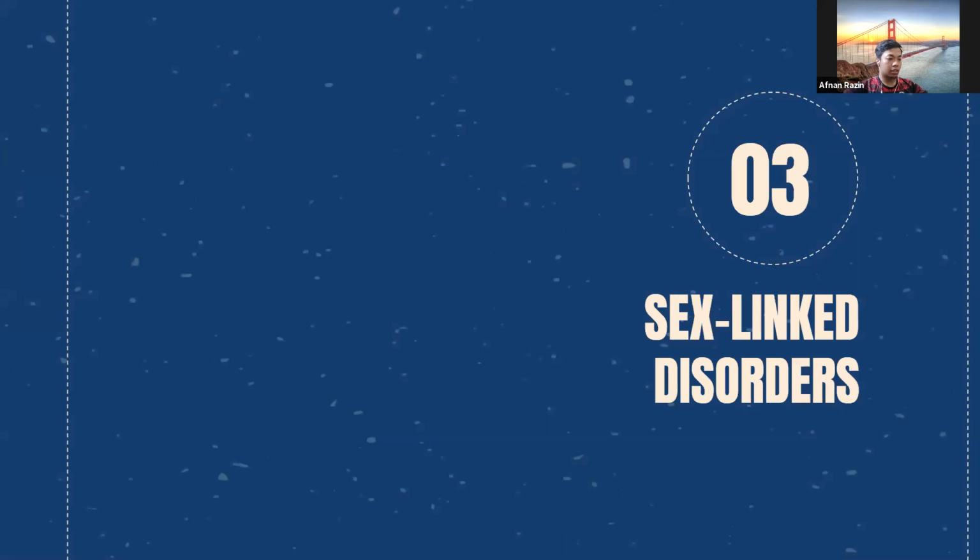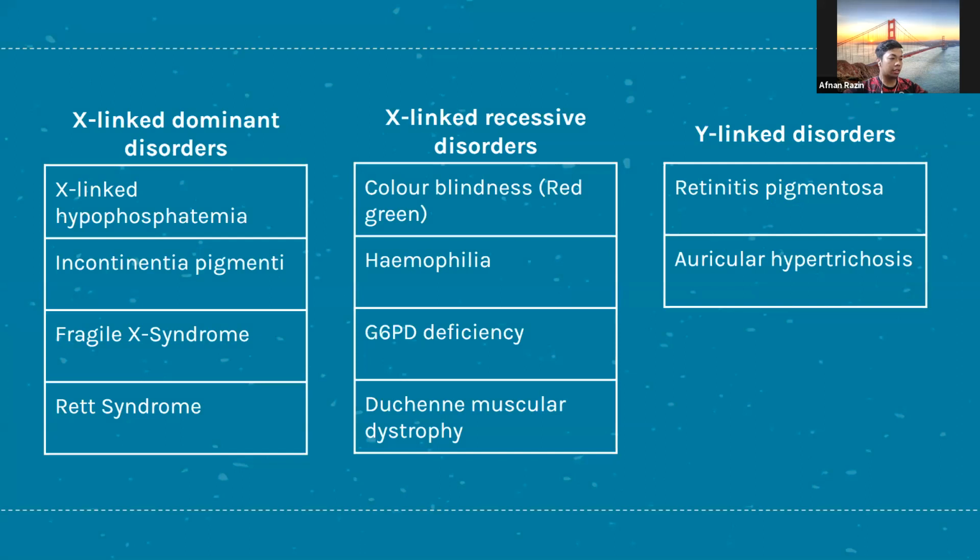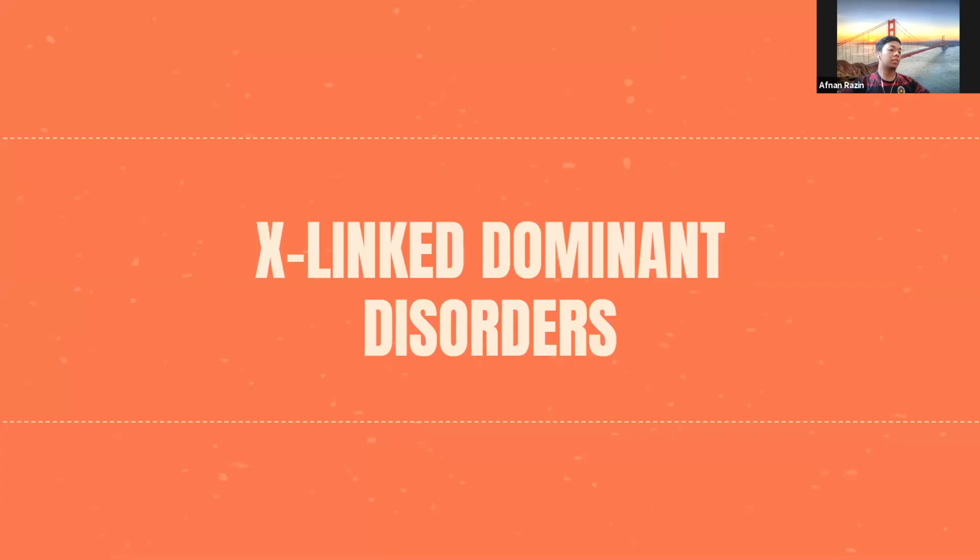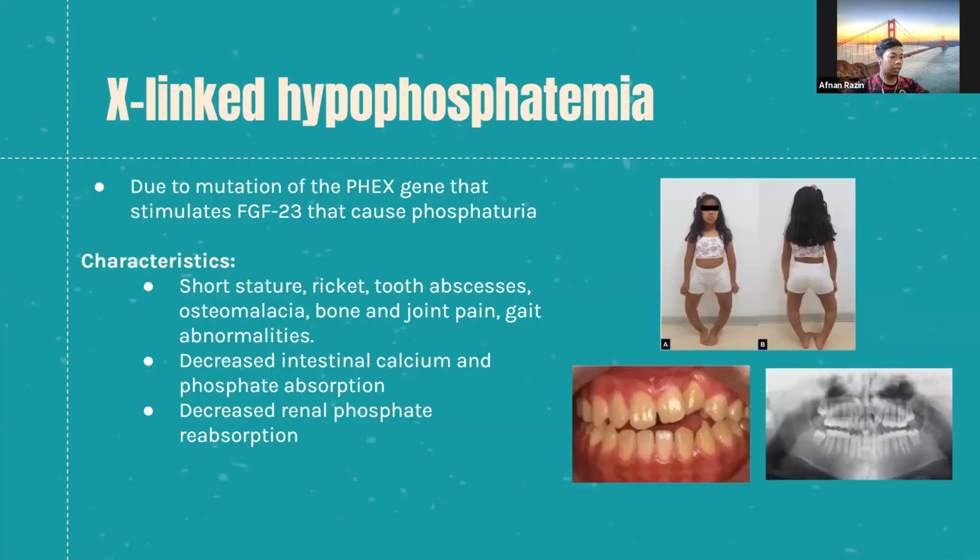So next is sex-linked disorder. Sex-linked disorder refers to a genetic disorder caused by mutation of a single gene located on a sex chromosome. So there are X-linked dominant disorders, X-linked recessive disorders, and Y-linked disorders. For the first one, X-linked dominant disorder, the most common is X-linked hypophosphatemia, sometimes referred to as hypophosphatemic rickets. This is due to mutation of the phosphate regulating gene, the PHEX gene, that stimulates fibroblast growth factor 23 that can cause phosphaturia.